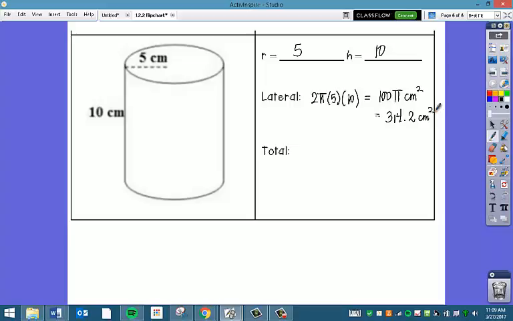And then to find my total surface area, I'm just going to take my lateral surface area and then add in my two bases. So 2 pi r squared. So that would give me 100 pi plus 50 pi, which is 150 pi centimeters squared. Or you could check the pi button on your calculator because it talked about rounding to a decimal. It would be 471.2.